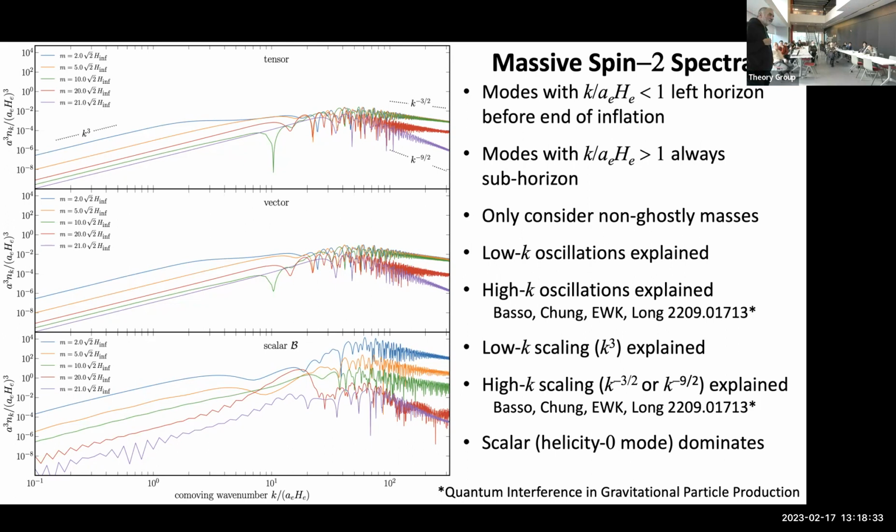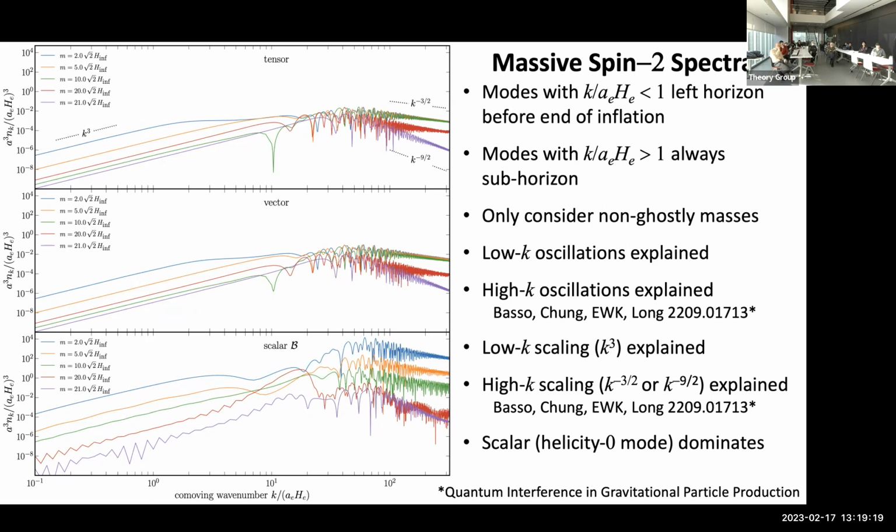There are low K oscillations, hard to see here, but you can see the low K oscillations there. We understand that, it's explained. The high K oscillations here, which look like noise, is not actually noise. It is quantum interference in gravitational particle production. The low K scaling of K cubed is explained. The high K scaling, either K to the minus 3/2 or K to the minus 9/2, is explained. And the scalar mode dominates. Most of the largest density is in the scalar mode.